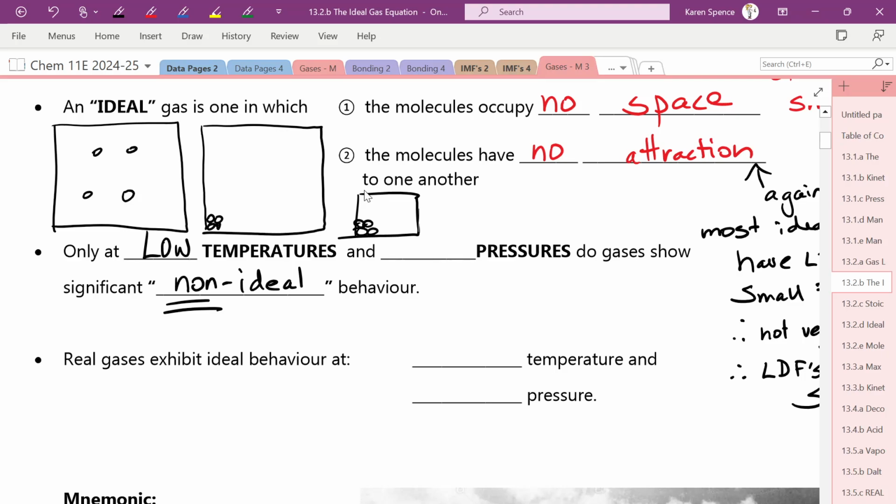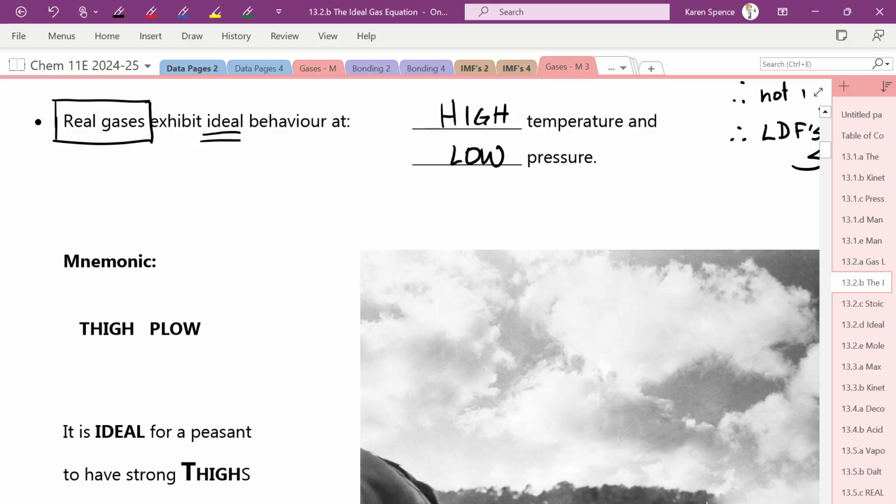So only at low temperature and high pressure do gases show significant non-ideal behavior. We call these our real gases. Therefore, gases would exhibit ideal behavior at what type of temperature? High temperature and low pressure. And hopefully that just makes sense to you. But if you forget, we have a little mnemonic device for you here.